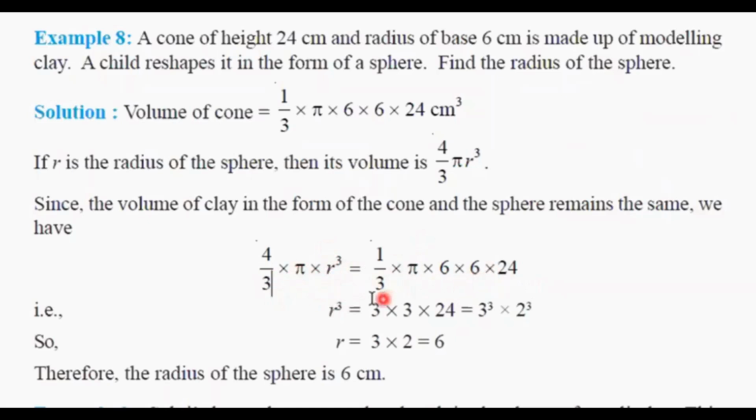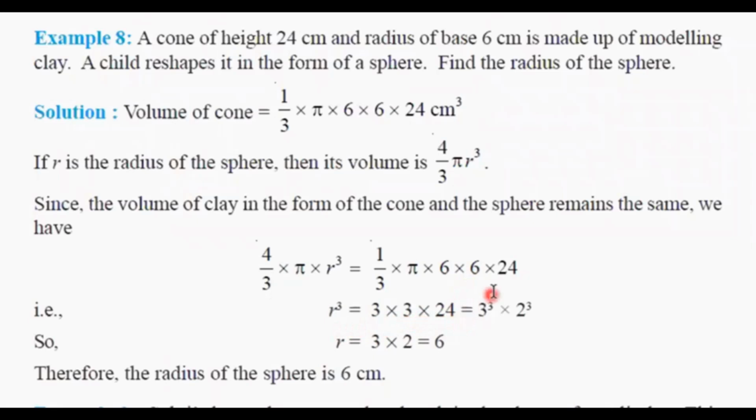So pi can be cancelled, 1 by 3 can be cancelled, and 4 and 24 can be cancelled, 6 will come. And the remaining number you can take to the right side. If you simplify this, you will get 3 into 3 into 24. How it is done: the 4 is taken to the right side, and that is written as 2 into 2. And 2 you can cut with 6 three times, and another 2 with the next 6, you will get again 3. So 3 into 3 into 24 will come. By simplifying this, r cube will be 3 into 3 into 24.